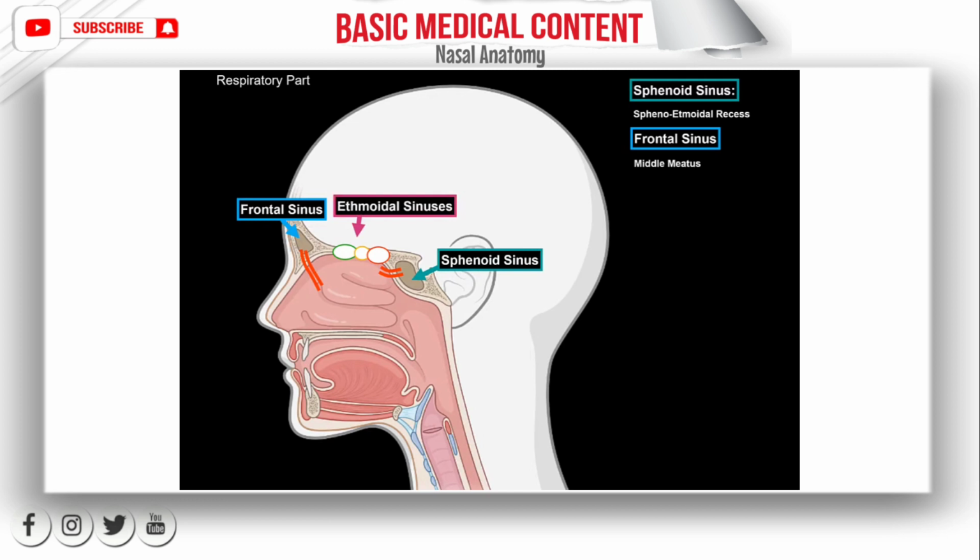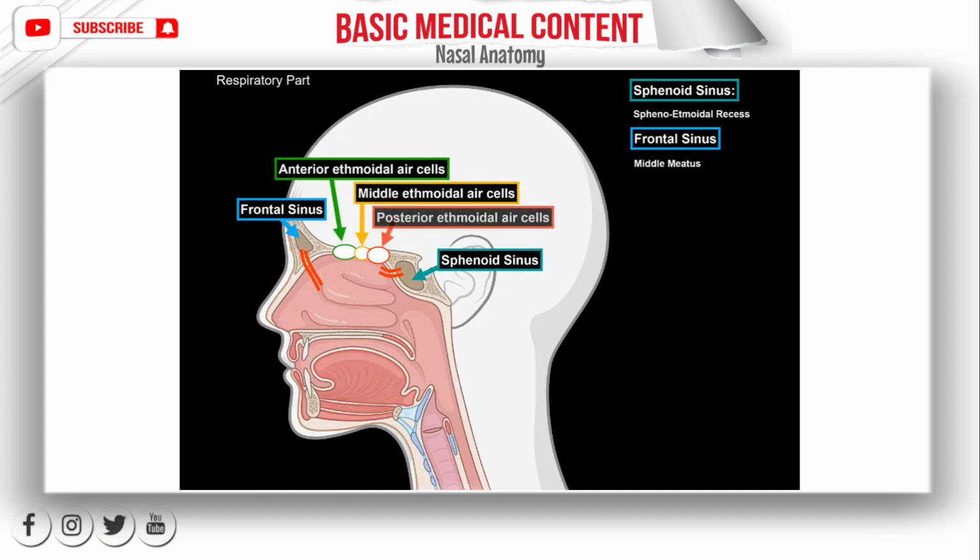The ethmoidal bone is a little different in that this sinus has numerous walls within the sinus, making air compartments called the ethmoidal air cells. So the ethmoidal air cells are numerous thin-walled cavities, and they're generally divided into the anterior ethmoidal air cells, middle ethmoidal air cells, and the posterior ethmoidal air cells.